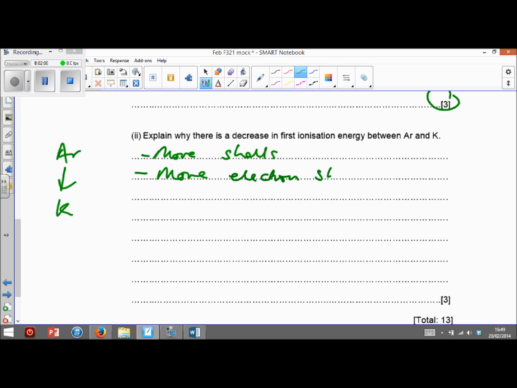Okay, more shells is more electron shielding, therefore less nuclear attraction between the outer shell electron and the nucleus, because you've got those more electron shells. And that's all you needed to put for that question, and that's the end of question number 3. So you've got 1 mark there, 1 mark there, 1 mark there, for 3 marks.